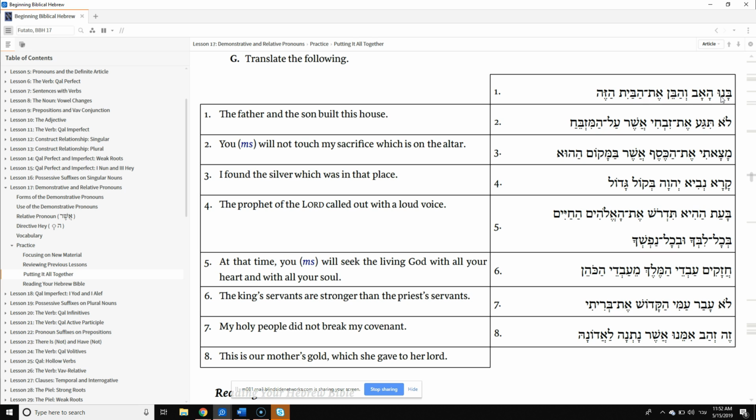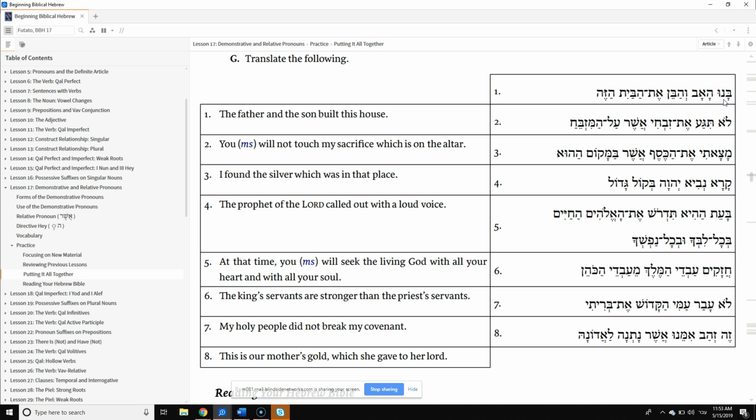In the perfect, that would be, for example, the second person, masculine, feminine, singular, where we have the tav suffix added. That kametz hey is going to shift to a hirik yod. So we get something like banita or banit. But again, we don't have a hirik yod here, so that's not what's happening.